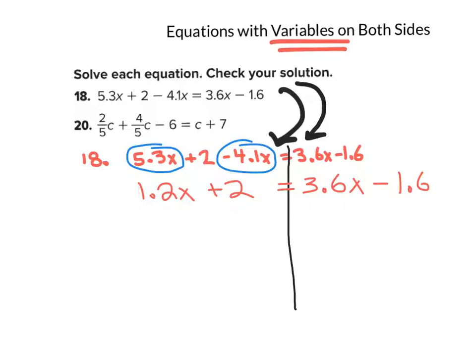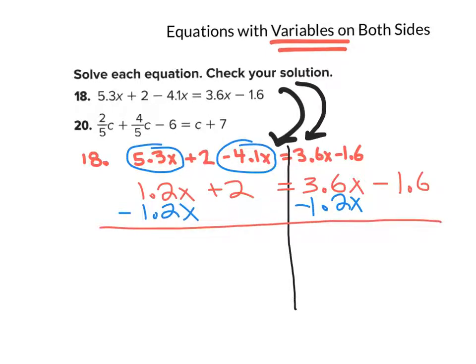Now at this point, I need to make sure my variables are on the same side of the equal sign so that I can solve for what my variable is, and I typically like to move my smaller variable. So when I look at 1.2 and 3.6, 1.2 is smaller than 3.6, so I'm going to move this variable over to the opposite side. Opposite of a positive is a negative, so I'm going to subtract 1.2x from each side. Make sure that you show your work as we're doing this so that you don't make silly mistakes.